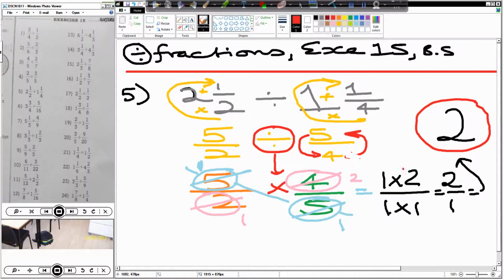Step 3 says multiply at the top, multiply bottom, which we've done. Step 4 says change top heavy fractions into mixed. So 2 is top heavy over 1. 2 divided by 1 is 2. Finished. No more cancelling, no more simplifying. That's the end of that fraction division question. Let's do one more question, and then we go on to some questions for you to do for classwork. So question number 5 is done.